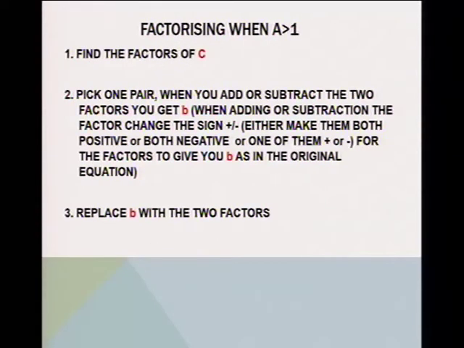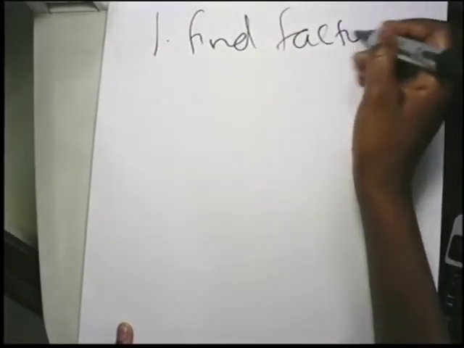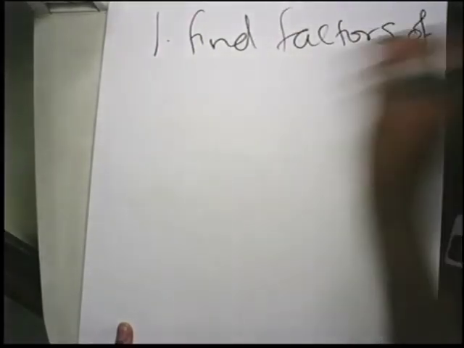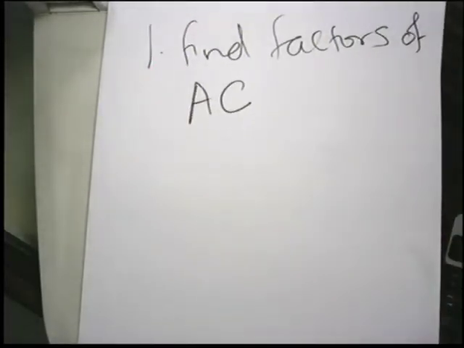But when a is greater than 1, you find the factors of AC, not the factors of C. There's a slight mistake there. Step 1, find the factors of AC, A multiplied by C. Then the 2 factors that you choose should still be able to give you B.